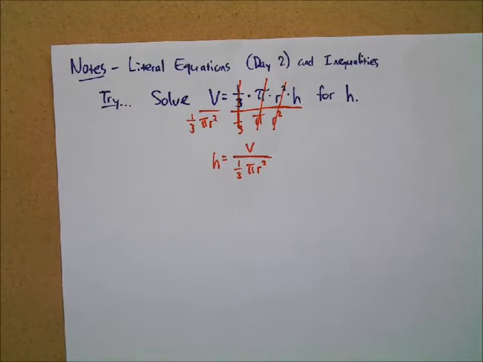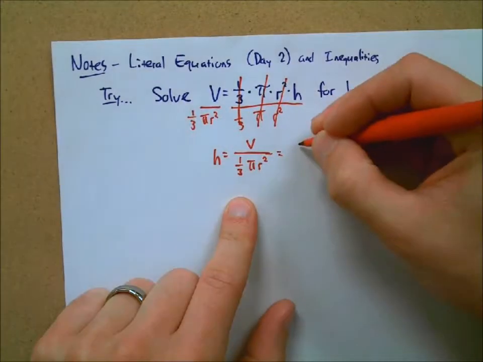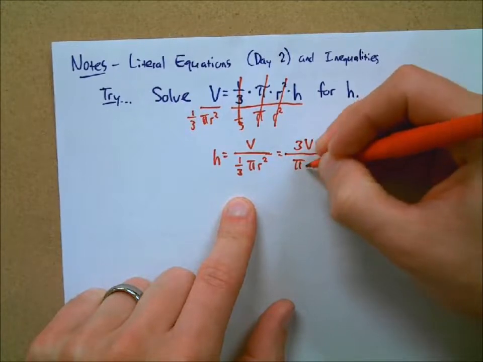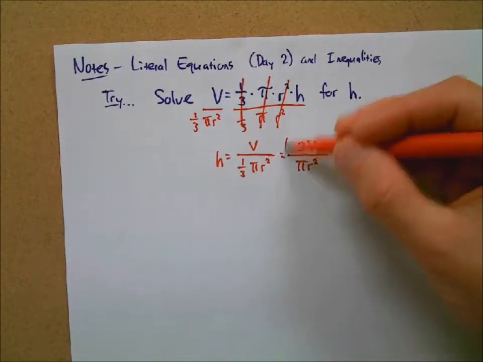Instead of dividing by 1/3, we can multiply by the reciprocal of 1/3. What's the reciprocal of 1/3? 3. So instead of dividing by 1/3, this is going to be 3 on top, v, and then pi r squared, just like that. Okay? So we can take that 1/3, which we're dividing by, and instead multiply by its reciprocal 3 up on top, just like that. Okay? And this is probably the best answer right here. All right.